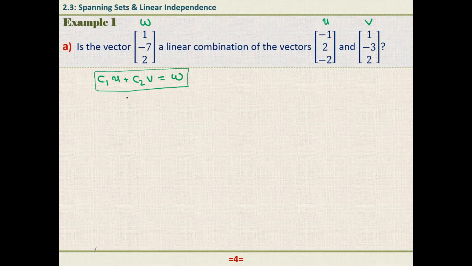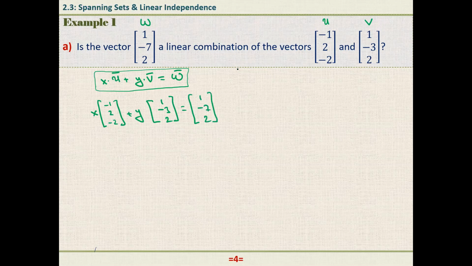To do this, I write it here. We have c1 and vector U is (-1, 2, -2). Instead of writing c1, c2, let me just write x and y. These are scalars and these are vectors. Here we have x times U plus y times vector V, that is (1, -3, 2). And on the right-hand side we have W, that is (1, -7, 2).